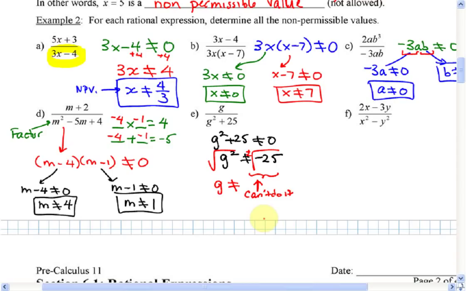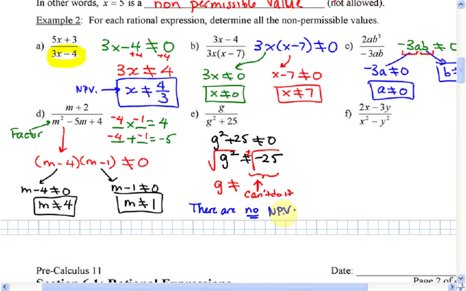So what does that mean then? What are my NPVs? There are none. That's right. So in this case, there are none, or no NPVs. Remember, the idea of NPV is we just want to figure out what values don't make this thing work. And we look at the denominator. Well, I'm taking a number and squaring it. That's always going to be 0 or bigger. And I'm going to add 25 to it. Will it ever be equal to 0? No. So we don't have to worry about stuff that doesn't work. Everything works.